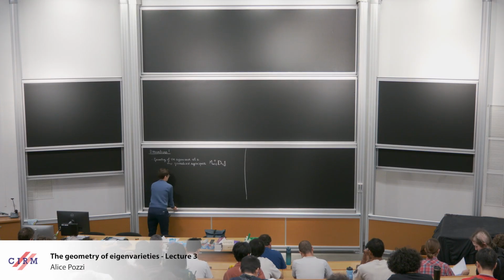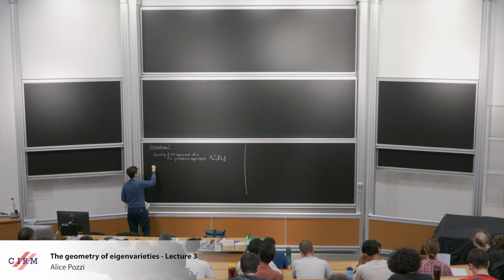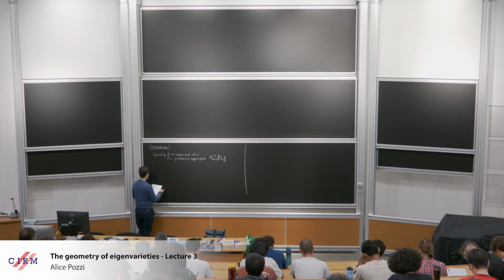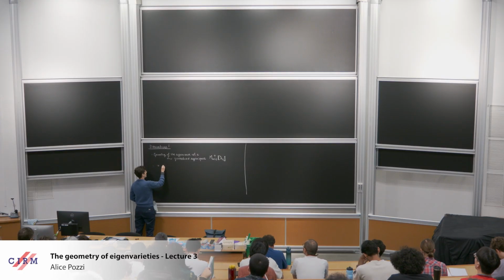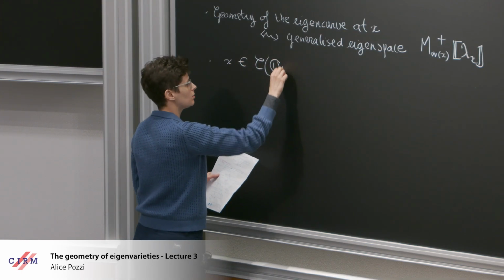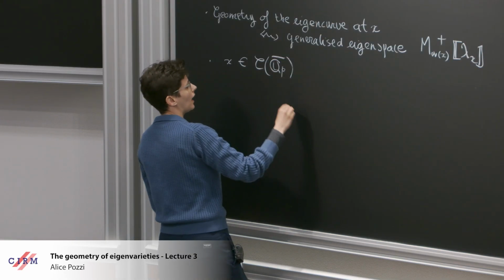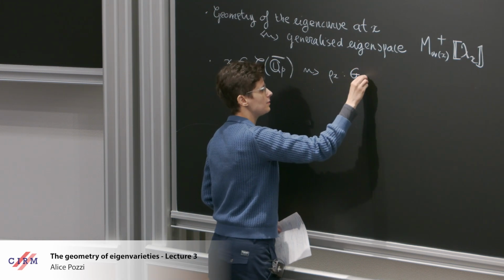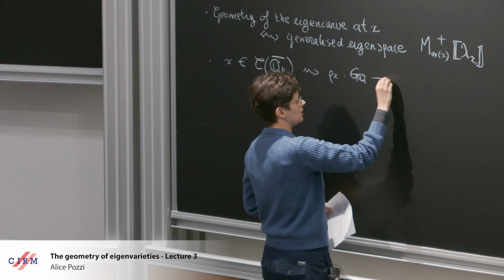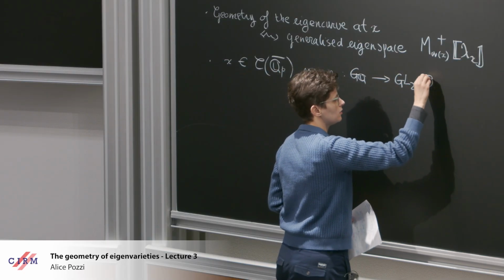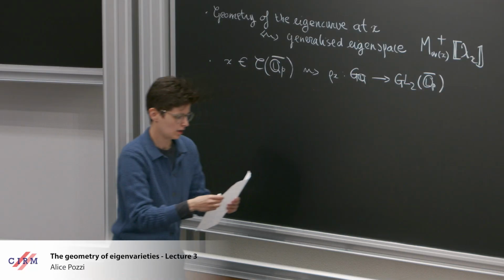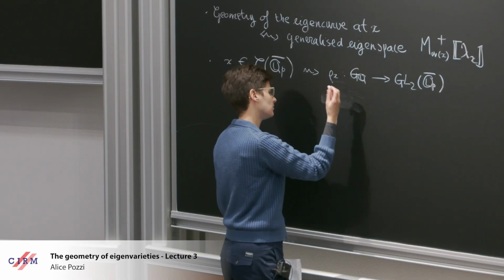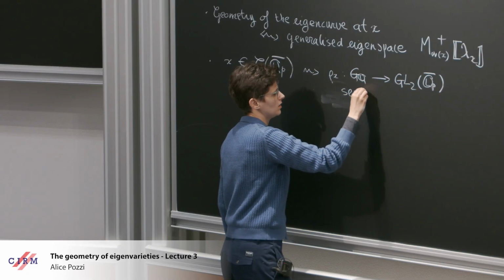So this is a nice characterization. We also said that to points of the eigencurve, we can associate a Galois representation. For every x, I'm going to take Q_p-bar points today, I can associate a Galois representation of the absolute Galois group of Q with values in GL2(Q_p-bar), which is unique if I assume it to be semi-simple.